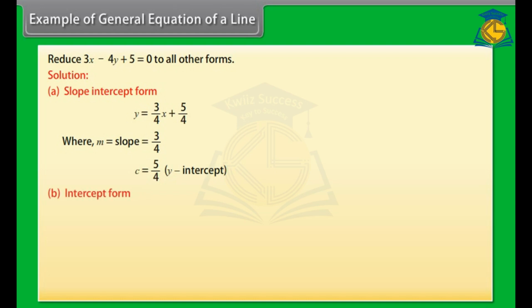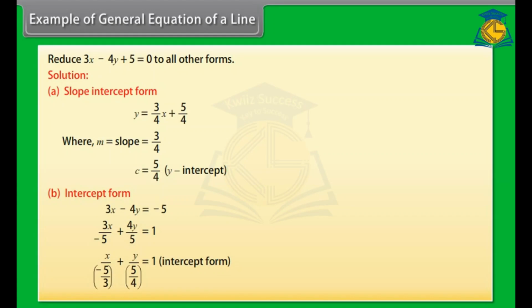Intercept form: 3x - 4y = -5. 3x/(-5) + 4y/5 = 1. x/(-5/3) + y/(5/4) = 1. Intercept form: x-intercept = -5/3, y-intercept = 5/4.